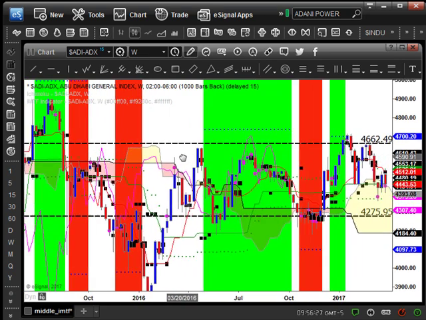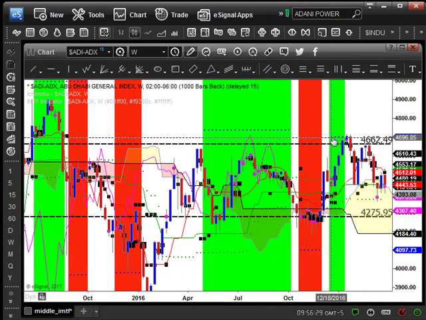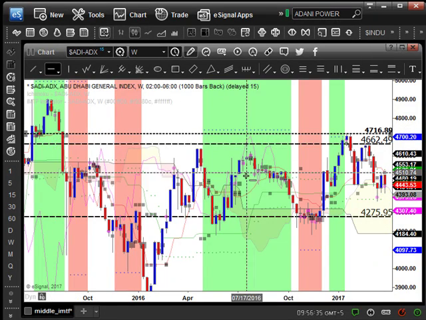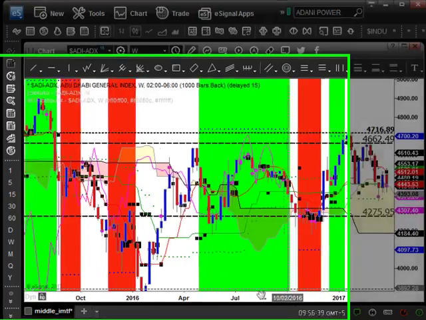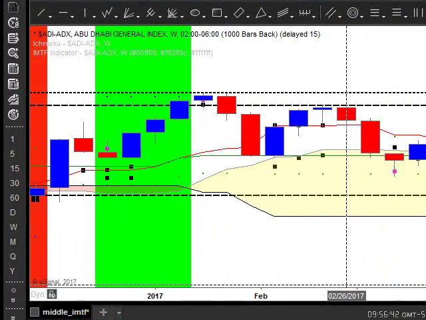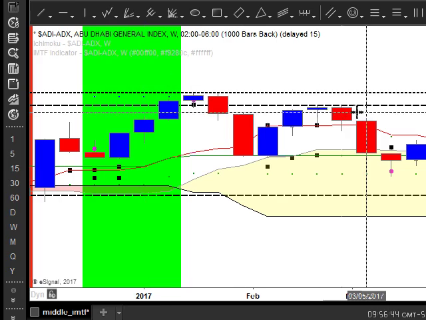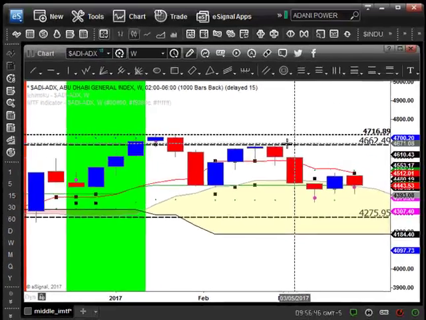This kind of started to right there, but this resistance here at this level, which goes back to 2015, kind of stopped it dead in its tracks. So you could see exactly what that looks like right now. The new top of the consolidation pattern is around 46.62 right there.